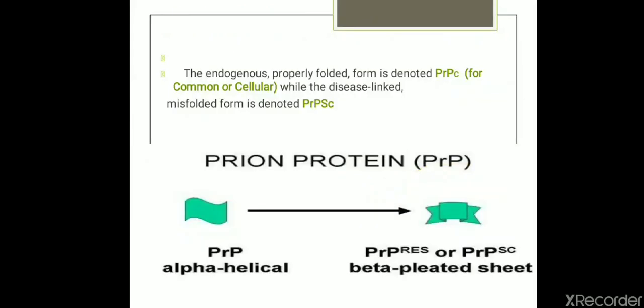Normal prion protein can be represented as PrPC. Here C stands for common or cellular. So, normal prion protein is PrPC, and it has an alpha helix configuration, and the abnormal prion protein can be represented by PrPSc, and this abnormal prion protein has a beta pleated configuration.